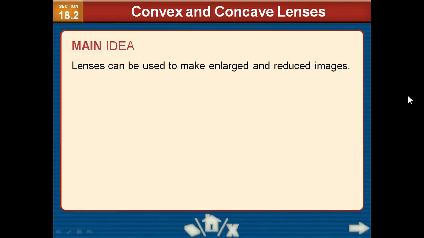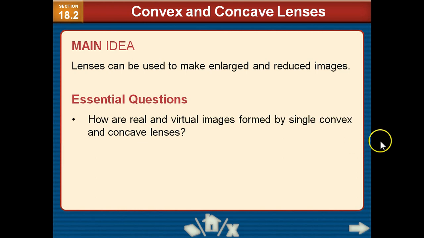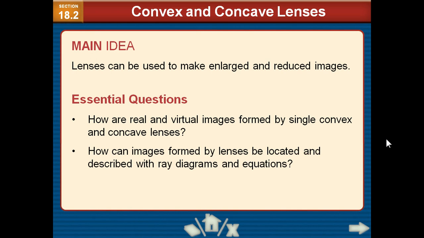Okay, welcome to Chapter 18, Section 2. We're going to look at convex and concave lenses, and we're going to look at how lenses can be used to enlarge or reduce images. So we're going to look at this idea of real and virtual images again, and we want to see where the images are located. We're going to use ray diagrams to locate the image again.